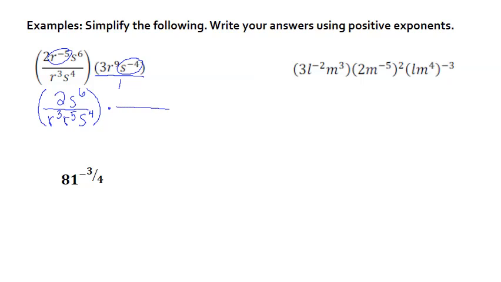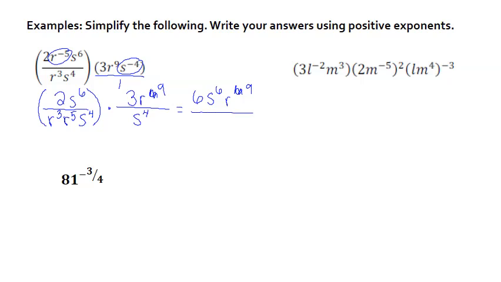Same thing over here, I'm going to have 3r to the 6th, and then I'm going to have s to the 4th in the denominator because that s had a negative 4 in the numerator. Then we're just going to multiply our fractions and combine any like terms we have. So 2 times 3 is 6. In the numerator, I don't have any like bases, so I can't simplify their exponents. Oh, sorry, that's not a 6, that's a 9. Whoops.